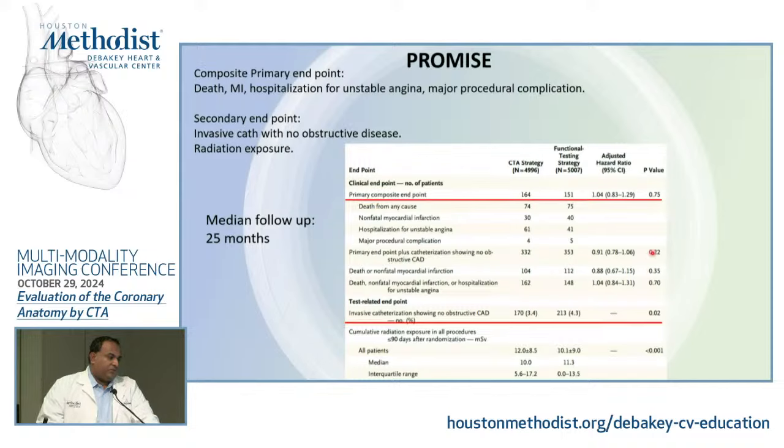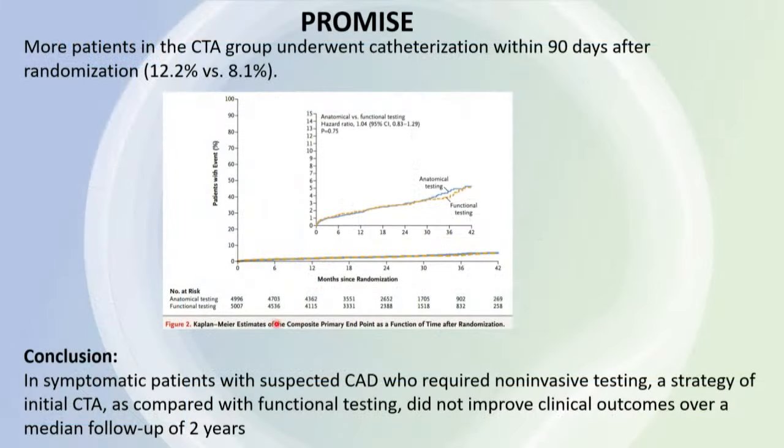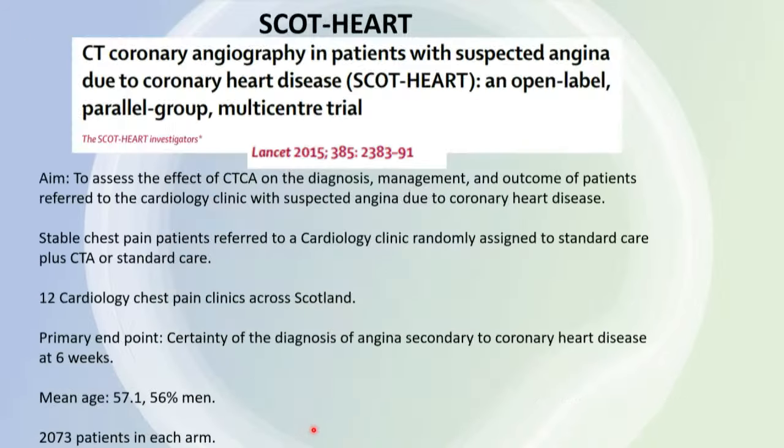And there was no statistically significant difference in the primary endpoint in the two groups. So that's shown here as well in these Kaplan-Meier curves. So their conclusion, which was stated in an odd way, was that a strategy that involves anatomical testing with CT did not improve clinical outcomes over a median follow-up of 2 years, but at least it was comparable. It wasn't worse.